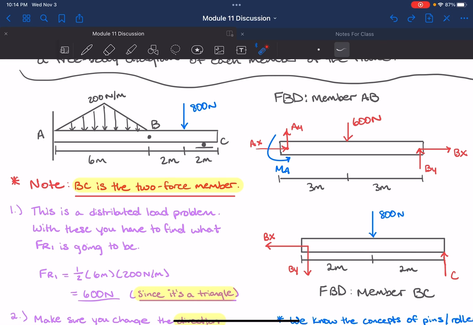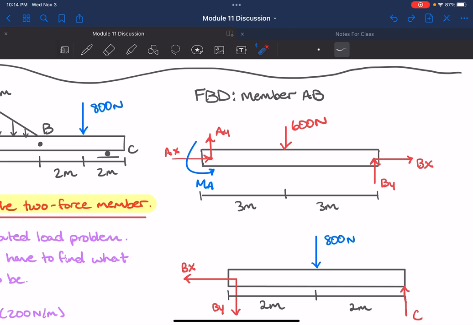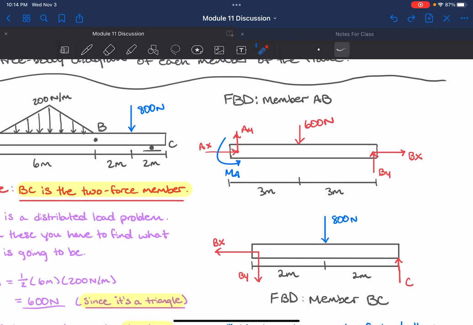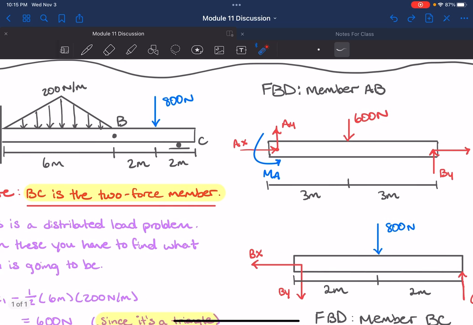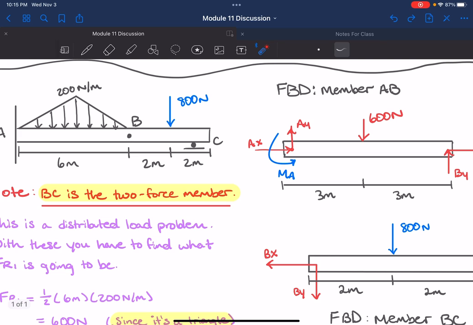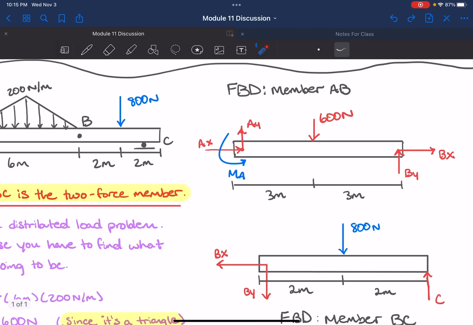Once you find that value, you can plug it into your member AB free body diagram, which is shown here. That's why it's in the middle, because it's right in this position here. AX, AY, and the moment at A are located here due to the fact that point A is a fixed end, and that's what you have to draw when you're dealing with a fixed end. And then you will have your pin at B, which gives you the BX and BY arrows here.